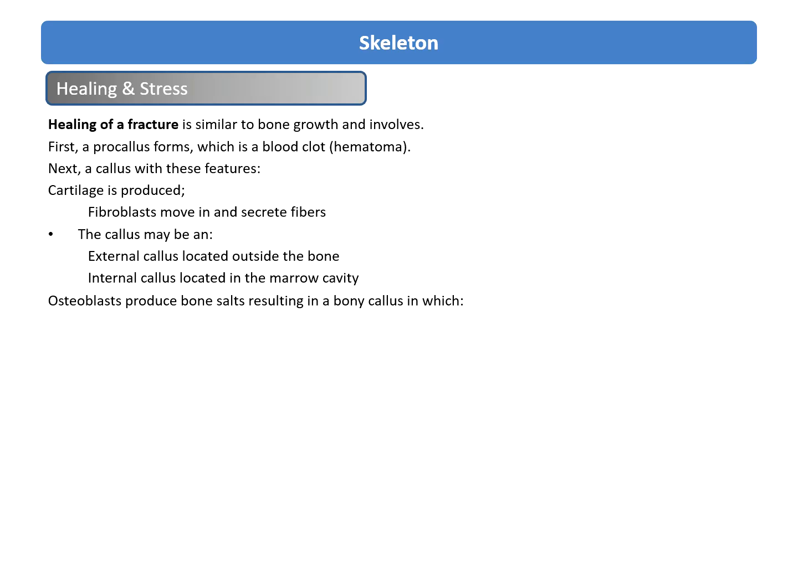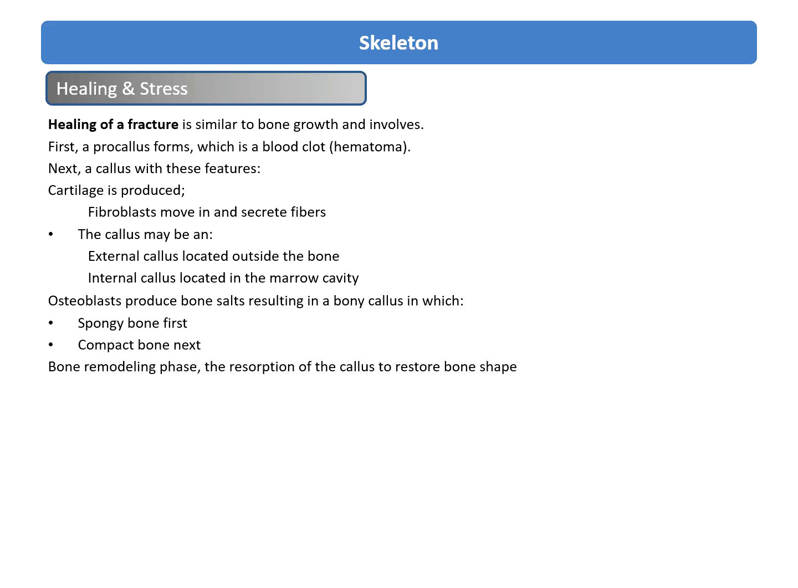Osteoblasts produce bone salts, resulting in a bony callus. The spongy bone comes first, and compact bone results next. Bone remodeling then occurs, and the callus is resorbed to restore the bone shape. In some bones, however, resorption does not occur as it normally would. Have you ever known someone who broke their collarbone and there was a bump where the break occurred? The collarbone does not tend to resorb the callus if it's broken.